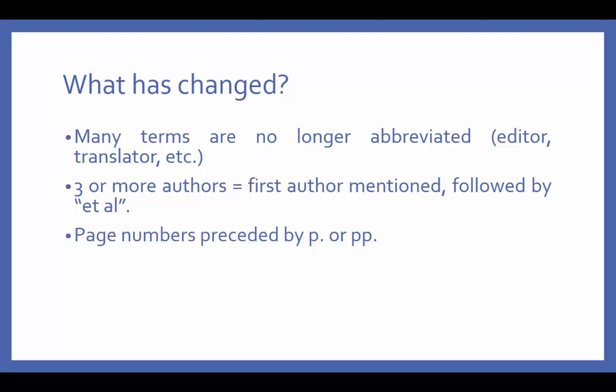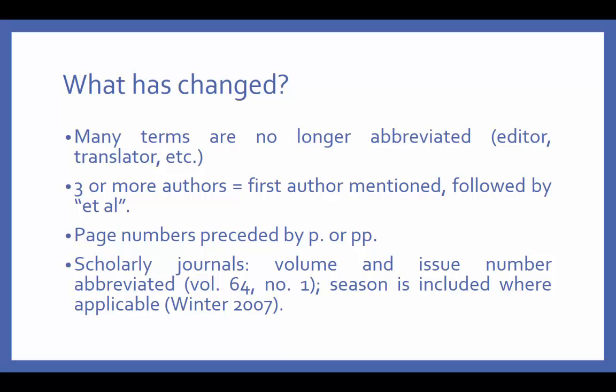Page numbers are now preceded by p. for a single page or pp. for multiple pages. To notate the volume and issue of a scholarly journal, the abbreviations for volume, vol., and issue number, no., are included. Seasons are also included when applicable.